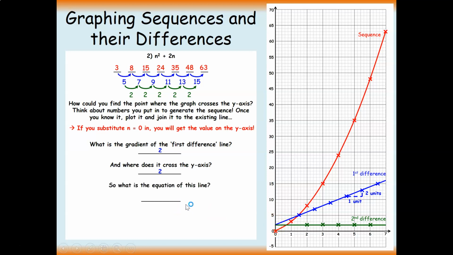So what is the equation of this line? y equals 2x plus 2, because the gradient is 2 and the y-intercept is 2. What is the equation of the line for the second difference? y equals 2. There you have it.